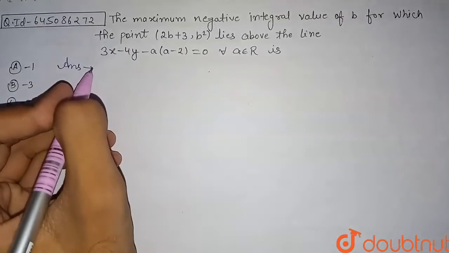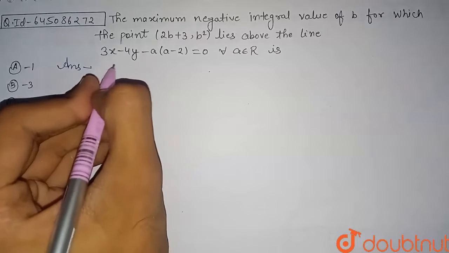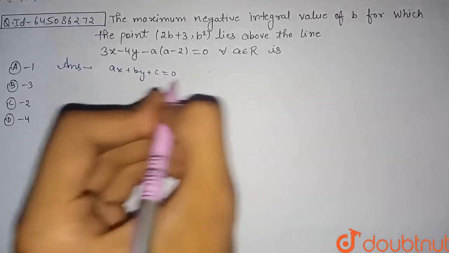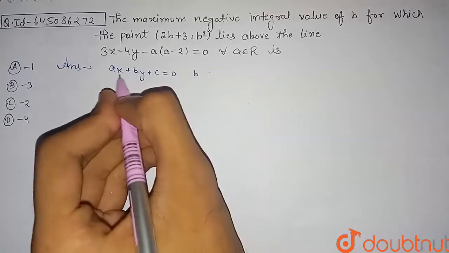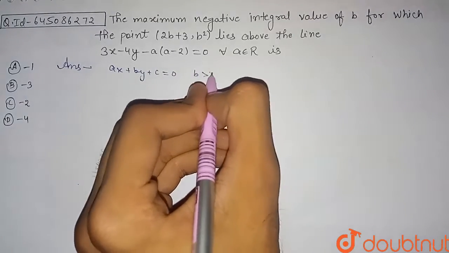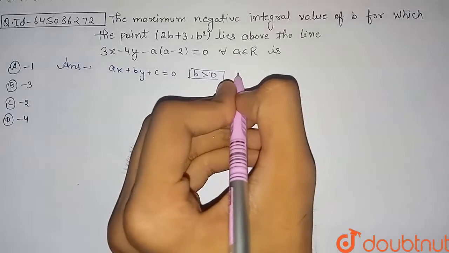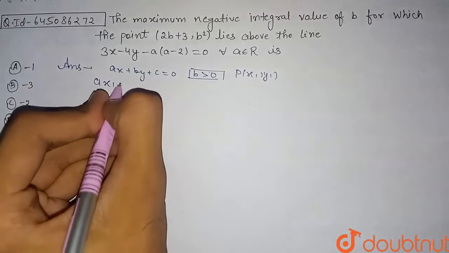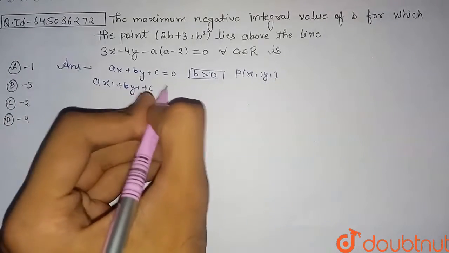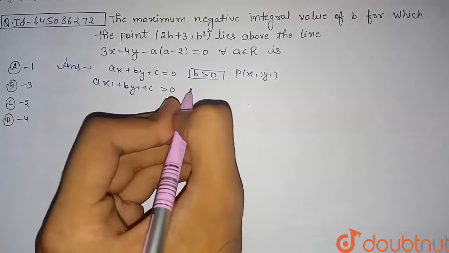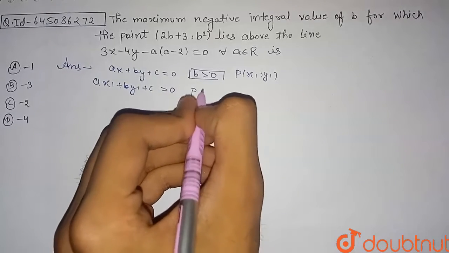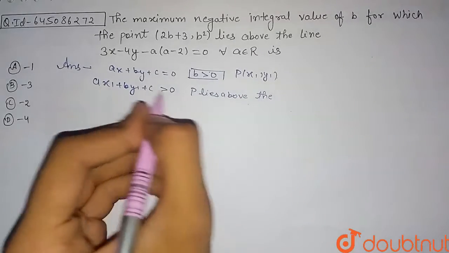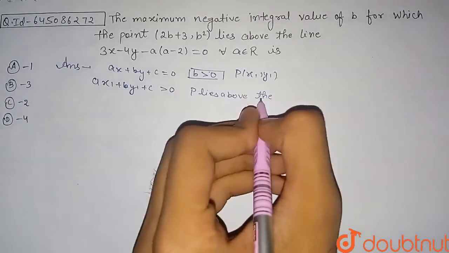First I will teach you the concept we will use here to solve this question. If a straight line is given to us, that is ax + by + c = 0, then the value of b, which is the coefficient of y, must be positive, that is greater than 0. And if a point P(x1, y1) is given to us, then if ax1 + by1 + c is greater than 0, the point P lies above the line.